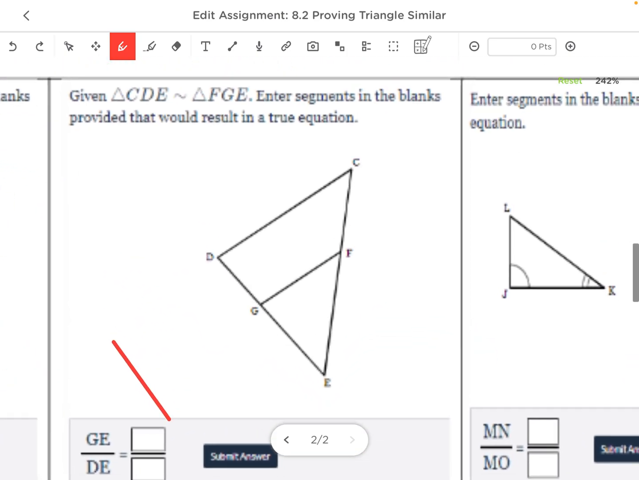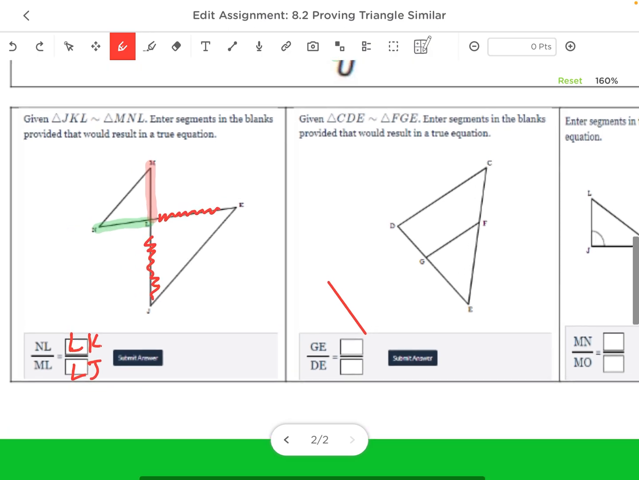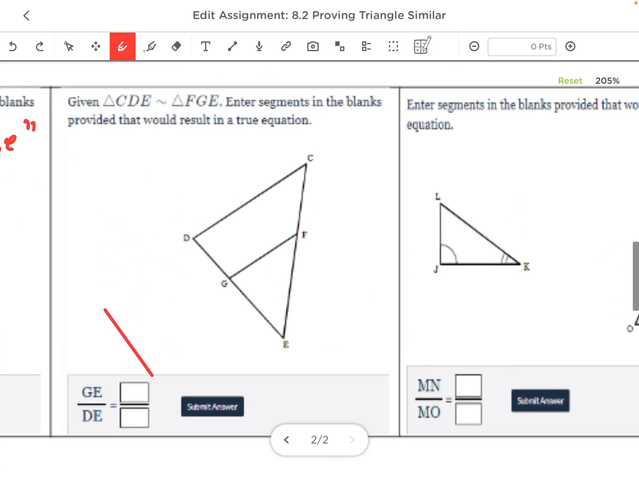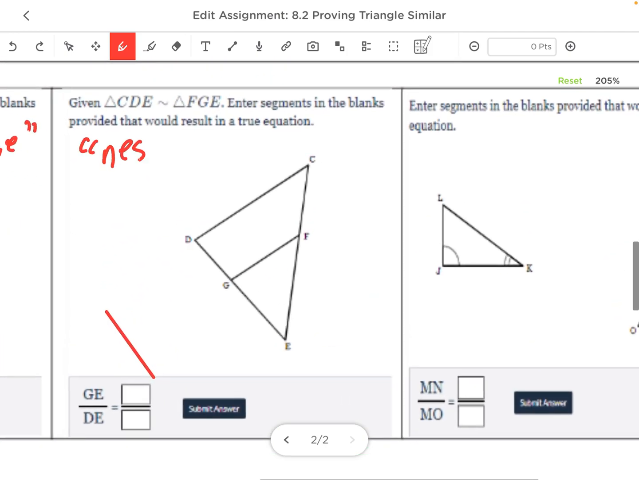Okay? All right, so this is called a bow tie. Okay, so in a bow tie, we recognize this is similar with that, and that's similar with that. Okay, so this one's called a nested one, where we have one inside the other. Okay, so let's look over here. This is GE, so GE would be right over here, right? G and E.